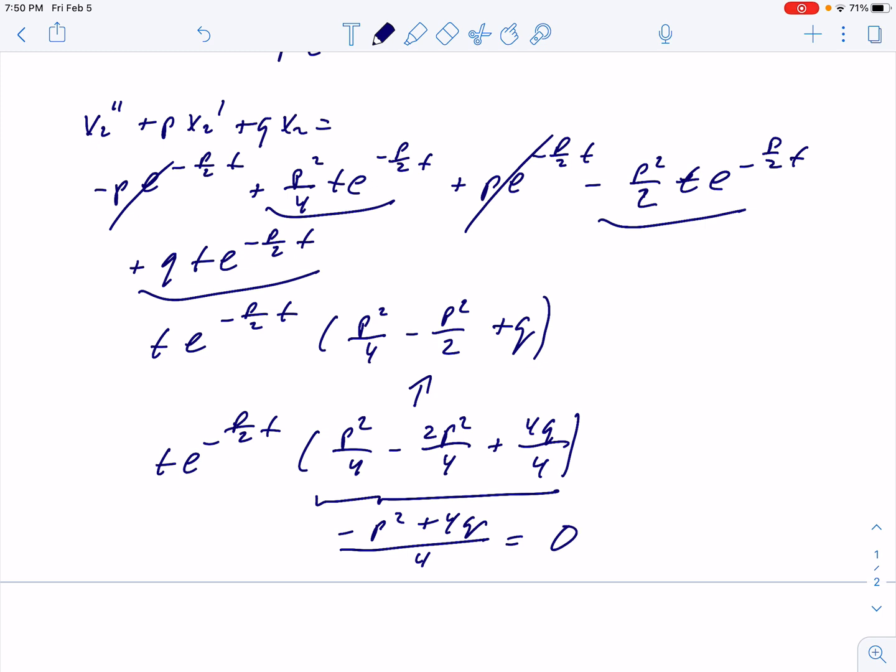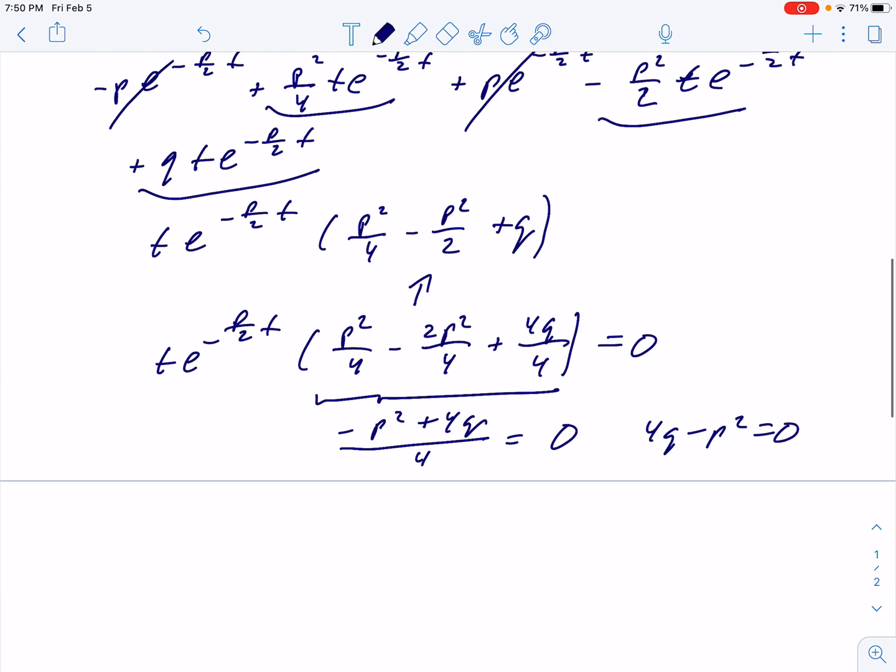You can write this with negative in front. Anyway, it's clear. 4q minus p squared is 0. So really, all this is 0, and x2 is the solution for our differential equation.